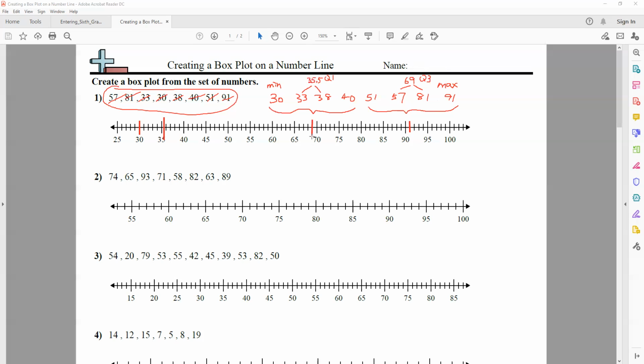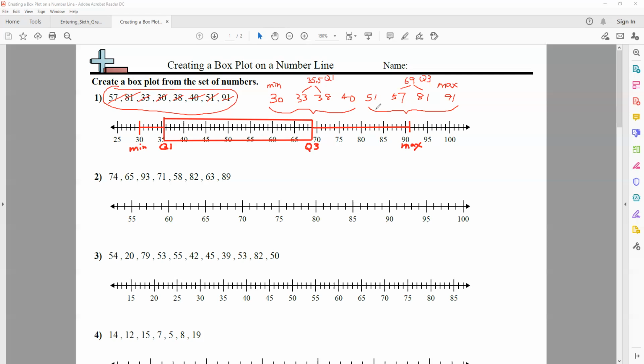Now I'm going to connect the box here first. So Q1 to Q3, you draw a box like this. And then the smallest and the largest are your minimum and maximum. You just draw an extension like this. So if I rewrite this, this is my min, this is Q1, this is Q3, and this is max, okay?